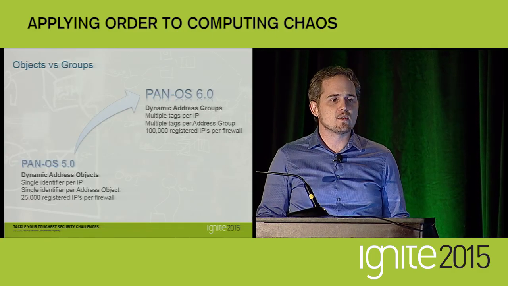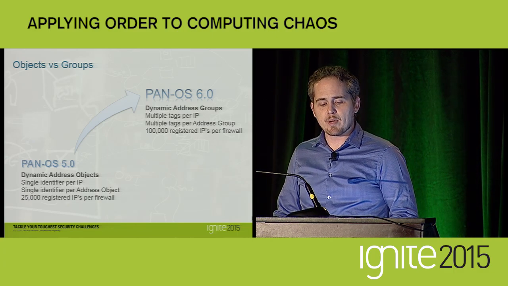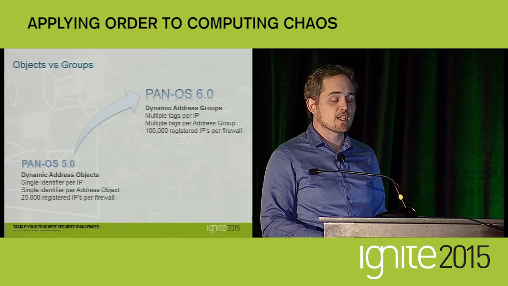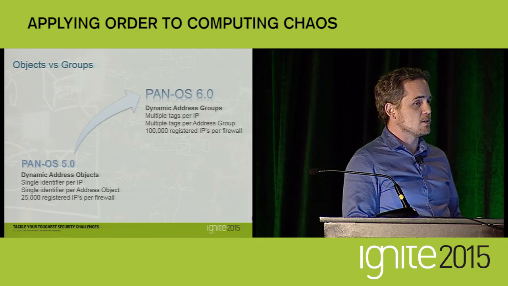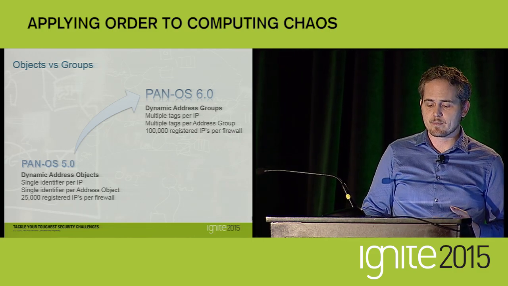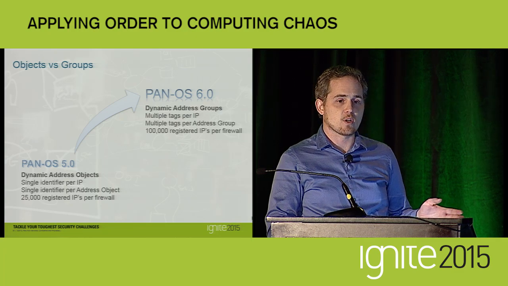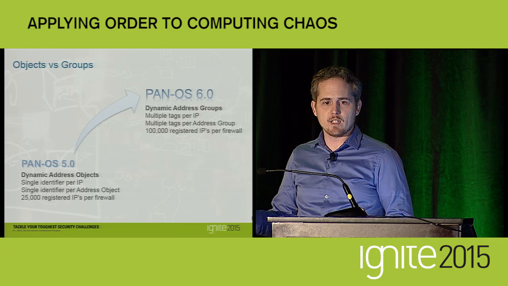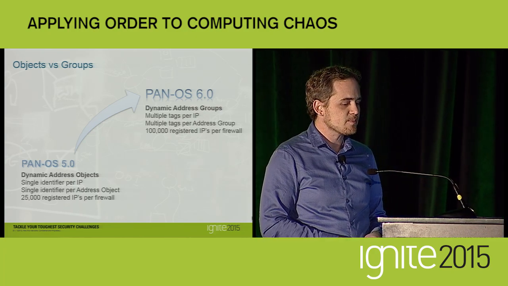So just a couple things to note if you're planning on using these. In PanOS 5.0, they're actually called dynamic address objects. The reason for that is they're more focused on single tags, right? So in PanOS 5, they were called identifiers, not tags. And you could have one identifier per IP and one identifier per address object.